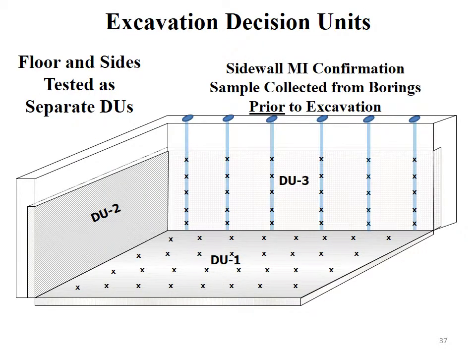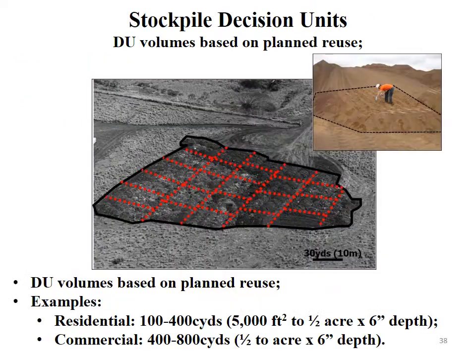You use the same approach we discussed a minute ago for excavating sites. If you already excavated an area, then the bottom and each side of excavation could be considered individual decision units. Or again, you could drill this ahead of time, determine the base of contamination and the lateral extent of contamination before you excavate, and that negates the need to collect confirmation samples after you've done your excavation, so you get in and you get out.